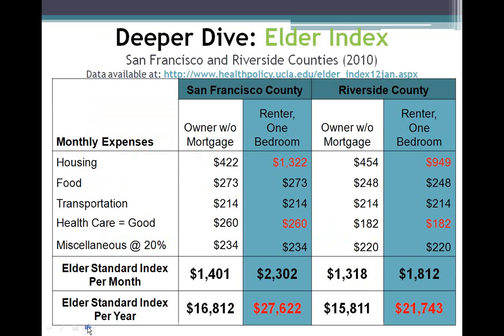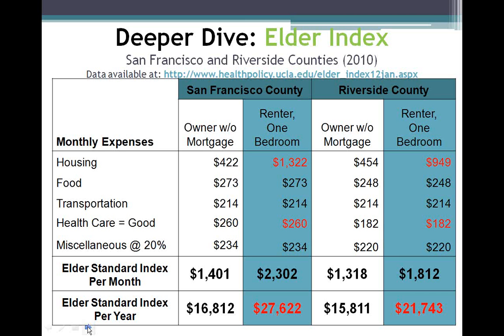So to take a little deeper dive into the Elder Index and what it means and why it's important that it's customized at a local level, what you see here on this chart is a comparison between San Francisco County and Riverside County. And the two rows of red highlighted figures just show that both housing followed by healthcare are the number 1 and 2 drivers for the differences between cost of living in a particular jurisdiction. And in the case of specifically San Francisco compared to Riverside County, an older adult who rents a 1-bedroom apartment needs nearly $400 a month more than an older adult who rents a 1-bedroom in Riverside just to make ends meet and just to be able to cover rent as compared to in San Francisco County.